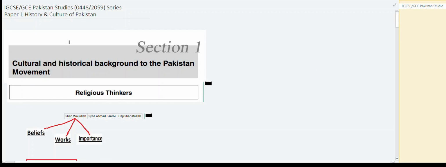Today we are going to start IGCSE GCE Pakistan Studies. The code for IGCSE is 0448 and the code for GCE is 2059. We will be doing paper 1, History and Culture of Pakistan.